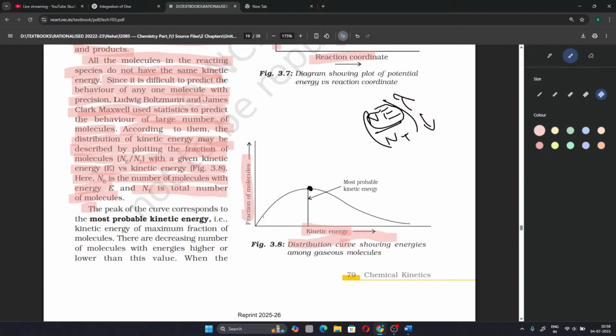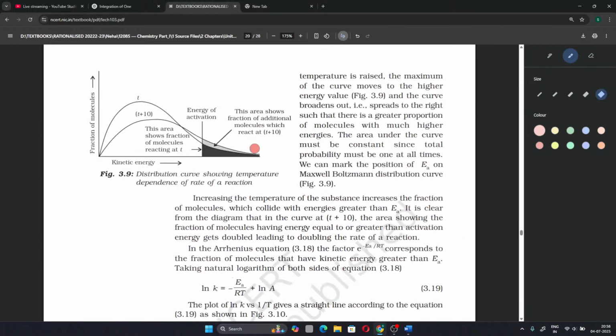Distribution of curve showing energies among the gaseous molecules. The peak of the curve corresponds to the most probable kinetic energy, that is the kinetic energy of maximum fraction of molecules. There are decreasing number of molecules with energies higher or lower than the value. I will discuss this once more at the end when I have time.